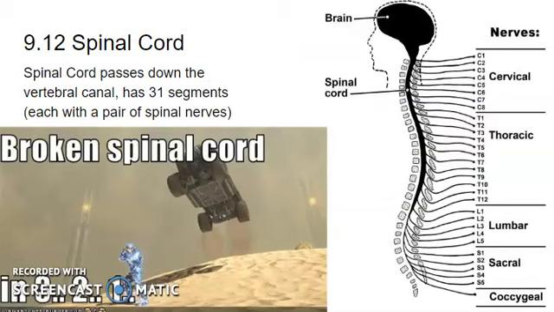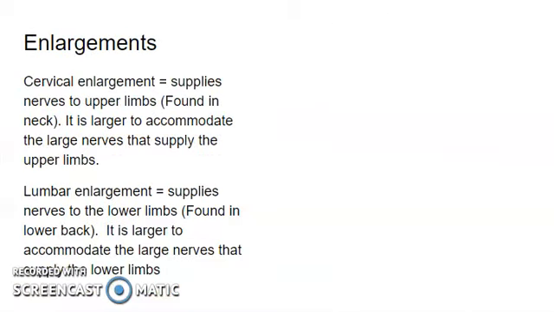All right. So section 912 covers the spinal cord. Your spinal cord actually passes down through the vertebral canal, and there's actually 31 segments there. You can actually see them all right here. Each segment has one pair of spinal nerves, which means it comes out on each side of the spine there. So one would go to the right-hand side and one would go to the left-hand side. And this just cracks me up.